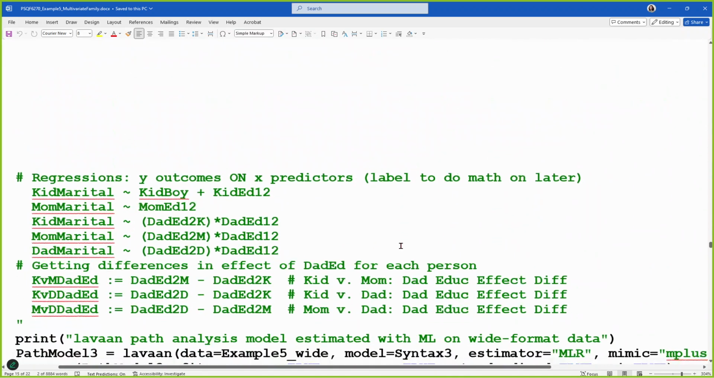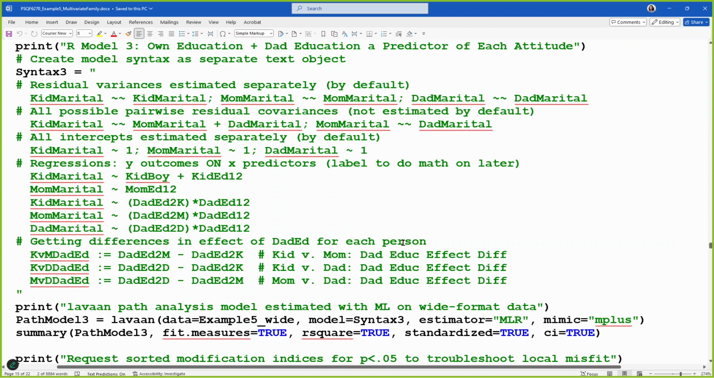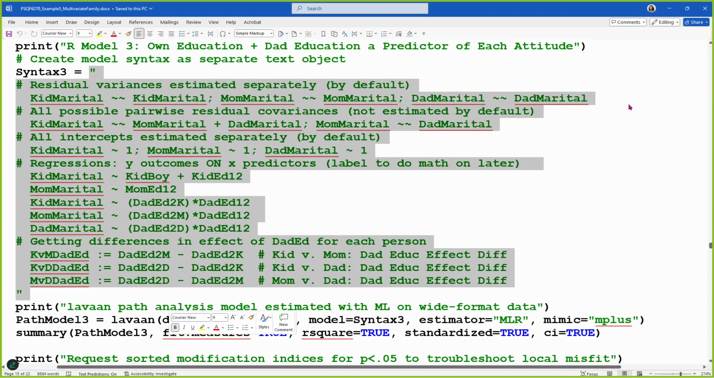This is what lavaan looks like. It's very green. It's not easy being green. I'm going to quote Kermit the Frog here. The reason that it is green is because those are all comments. The comments are in there, but this is one piece of a thing that I'm creating as instructions for my model and saving it as an object. So I have syntax 3, because it's model 3 in my numbering system, and this is my path model.